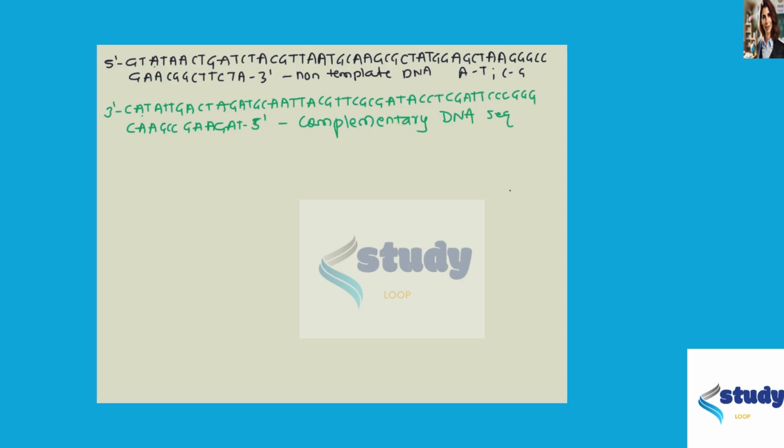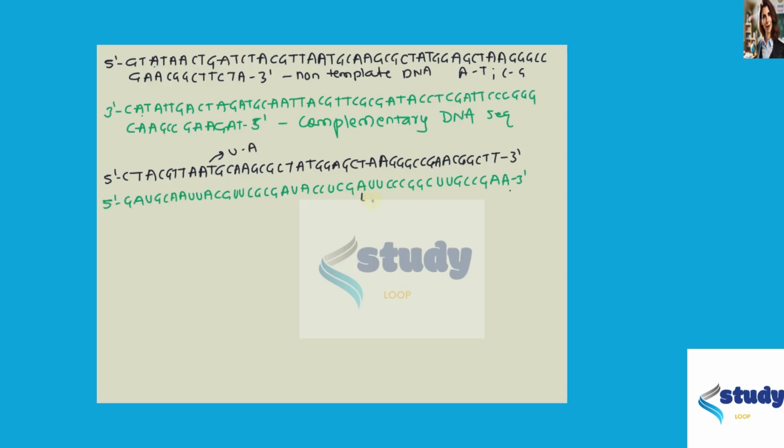In the next part, again a template sequence of DNA is given and we have to write the mRNA transcript for it. So this is the template DNA sequence which is given. In mRNA, the only thing is that T gets replaced with U, because whether it is mRNA, tRNA or rRNA, you will find U instead of T. So U will pair with A and not T. So let's write the mRNA transcript.